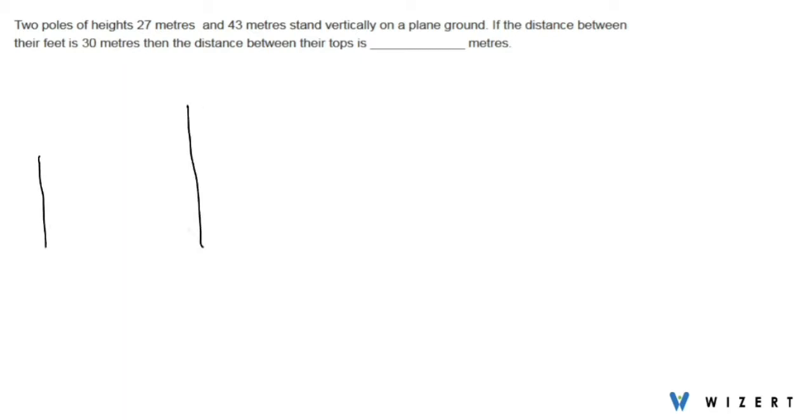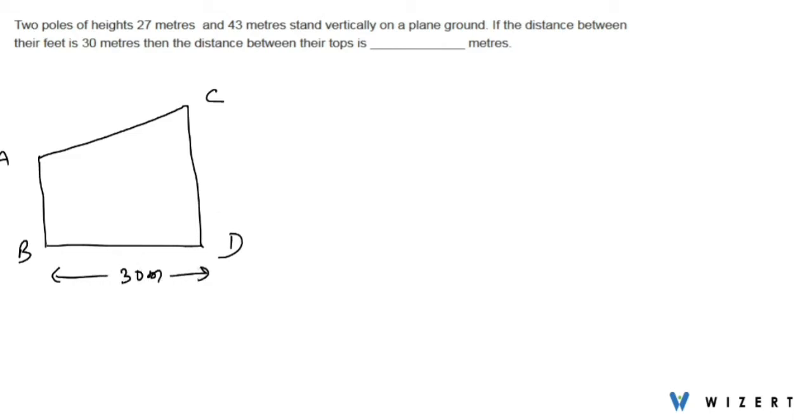So let's say these two are the poles AB and CD. And this is the distance between their height and this is the distance between their bottom. So this BD distance is given as 30 meter and this CD is given as 43 meter and AB is given as 27 meter. This is the height of another pole. Now we have to find AC distance.